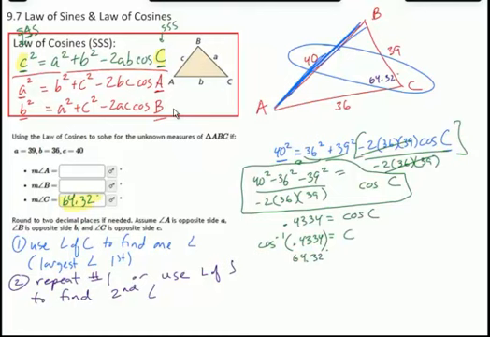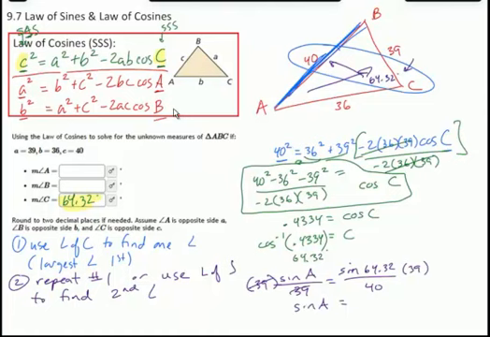So if I want to find A next, I can use the law of sines, which I will take my unknown and put it on top. So sine of A over the side opposite A, which is 39, equals my known ratio of my C's. Since I'm starting with the angles on top, I'm going to take the sine of 64.32 over the side opposite that, which is 40. And so I can solve this by multiplying both sides by 39. That gets my sine of A alone. And now I do my calculation.